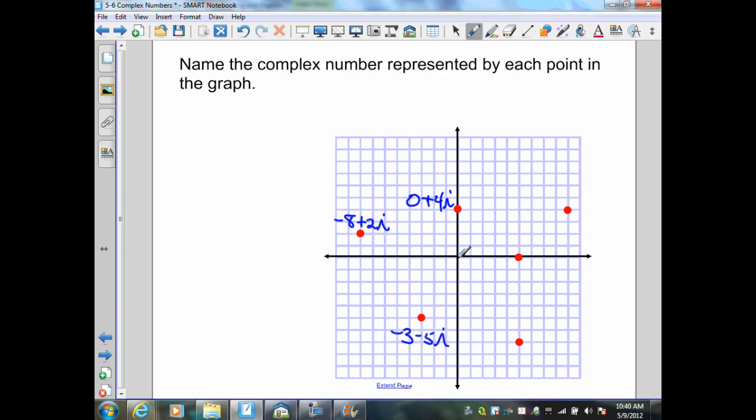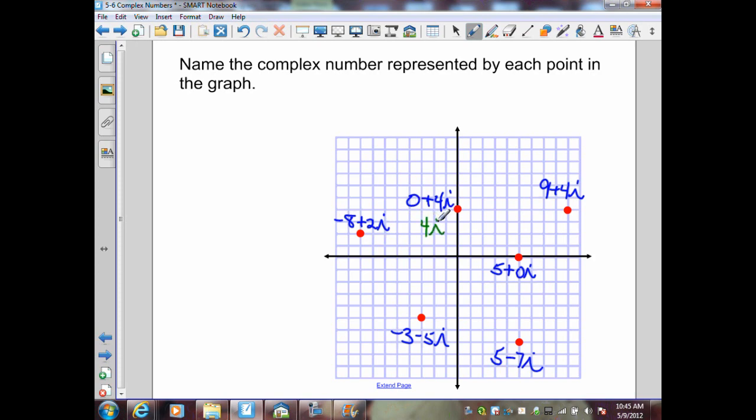My next point, 1, 2, 3, 4, 5, and this would be plus 0i. My next one, 1, 2, 3, 4, 5, and 1, 2, 3, 4, 5, 6, 7. This would be 5 minus 7i. And my last point, 1, 2, 3, 4, 5, 6, 7, 8, 9, and 1, 2, 3, 4. 9 plus 4i.